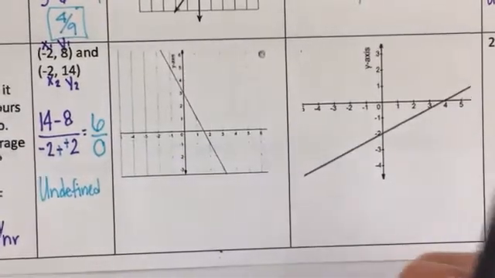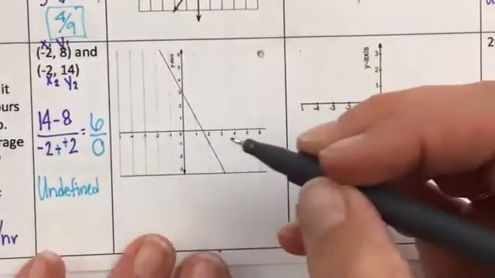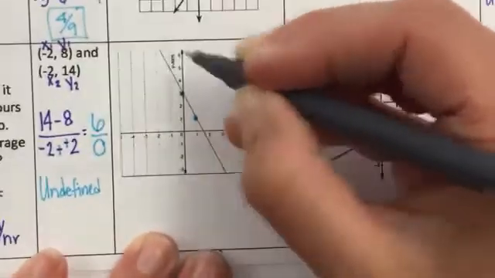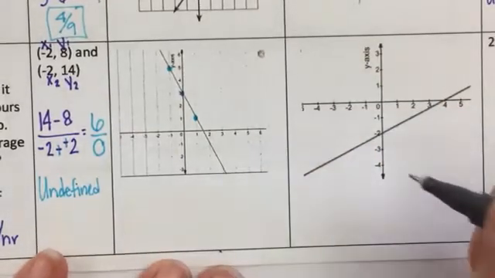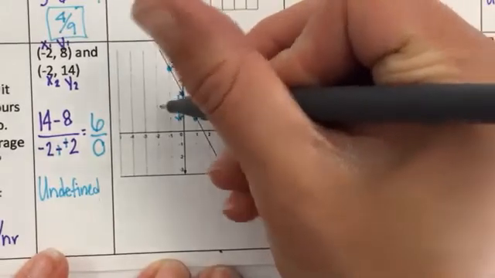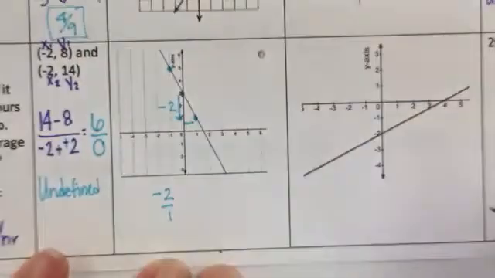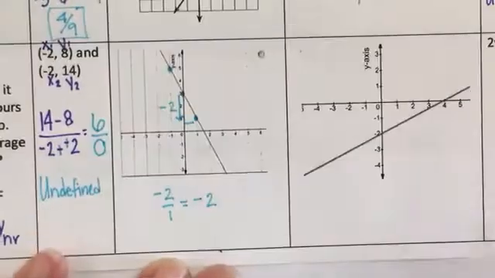Okay, the next two, we are trying to find the slope by looking at a graph. So you want to find nice points. I think here, those look pretty nice, right? So did you find it? Yeah, so down 2, -2, right 1. You can write it as -2 over 1 or just -2.